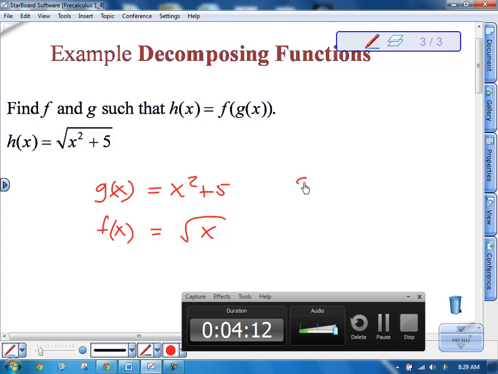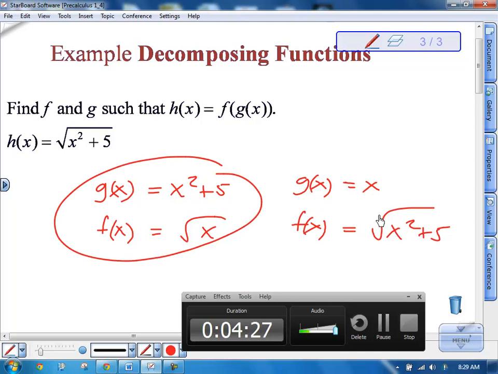Now, there probably are different answers, like what if I just called g of x, x, and then I called f of x the square root of x squared plus 5. So, I realize this is pretty simple. This answer is better. But this would also work, technically, because if you take g of x and plug it in, you do get h of x. So, different answers, but I like this one.